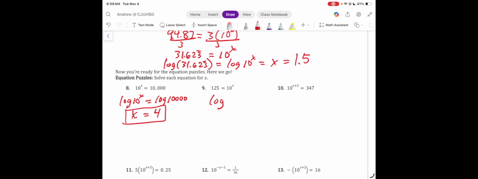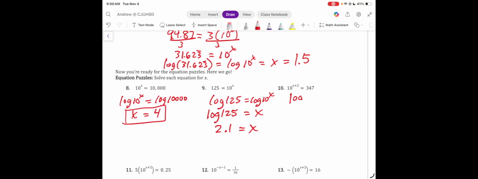Okay, this is log 125. Log of 10 to the x. Log 125 equals log 10 to the x. So I have to put this in the calculator. Log of 125 is x, and that will be 2.1. Let's see, how many decimals am I supposed to go for? Doesn't really say here.